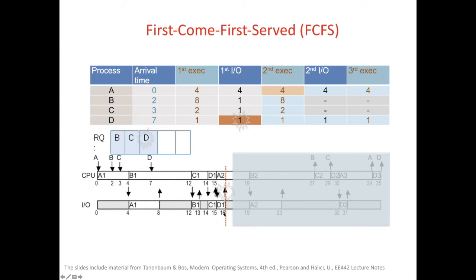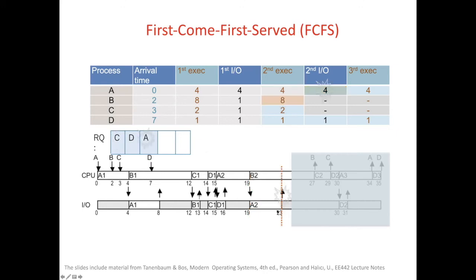At time 16, D finishes its I/O operation and enters back to the ready queue. At time 19, A finishes its second execution. It goes to the device queue and starts immediately the I/O operation. The first process in the ready queue is process B. B starts its second execution.